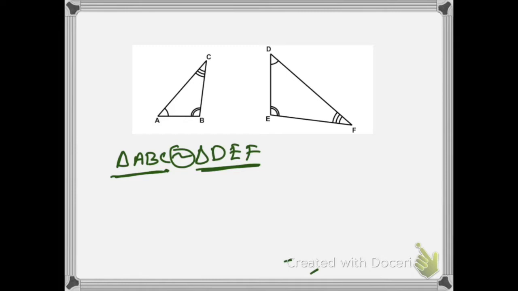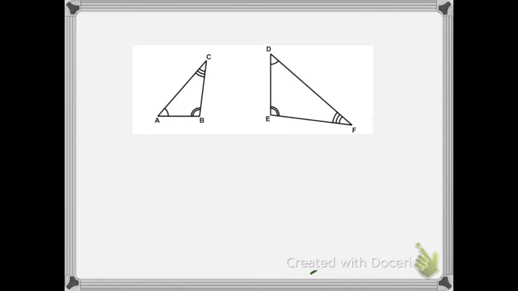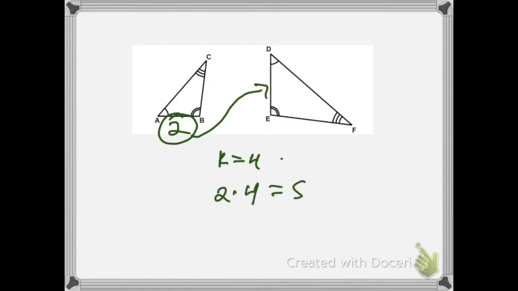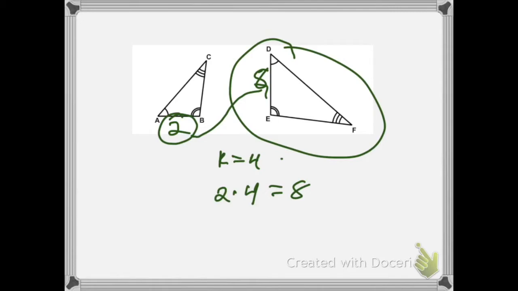In any case, I'm asking you, how can I find the scale factor here if I don't know it? Let's first make an example. If AB is 2, and K, our scale factor, is 4, then what other side do you know? Well, if AB is 2, then I have to look at DE. That means segment DE is 2 times 4, which equals 8. This segment here will be 8. The image got 4 times larger than the pre-image.